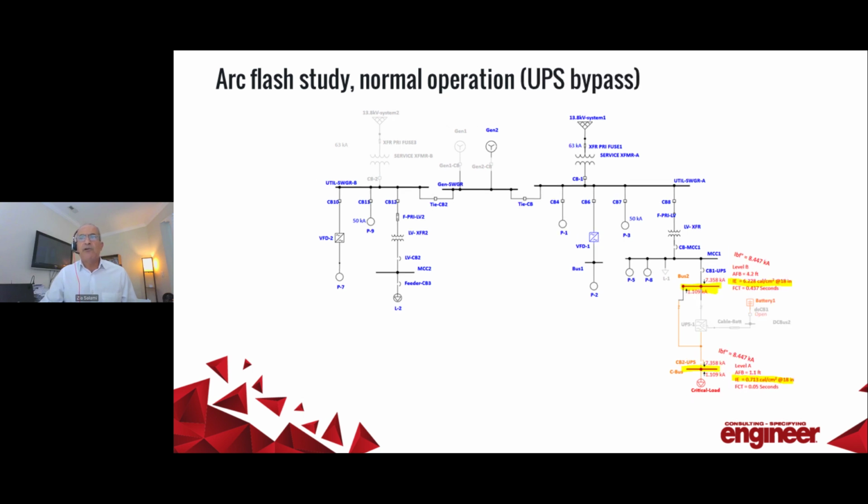Next, we're going to look into bypass. Now, as you see here, the incident energy is several times higher. Still, 0.7 is low, but again, this is a case study. In reality, you may have incident energy larger than you wanted to have. Therefore, analyzing that will provide you a different number.